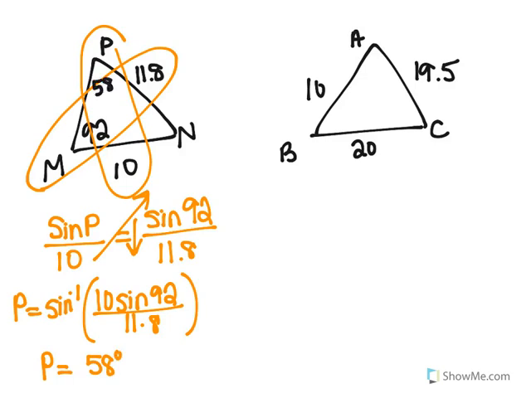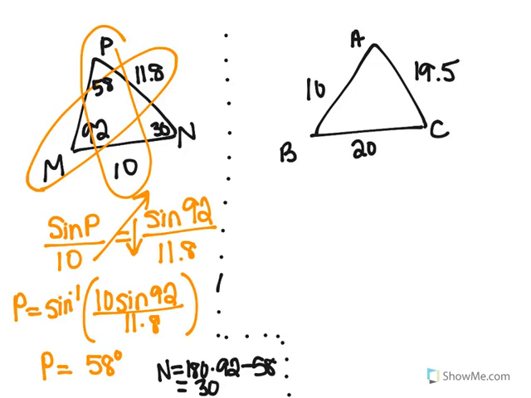Once you have two angles, to find that remaining angle, we're going to do 180 minus 92 minus 58 to be left with 30 degrees. Okay, so there's our sine law.